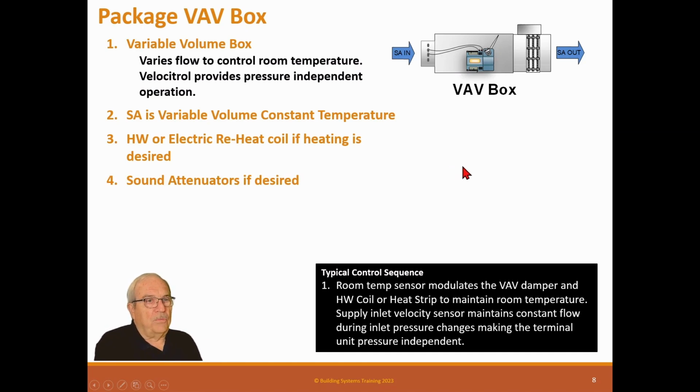Sound attenuator, if you want it, you can do that. The sequencers are simple. Room temperature sensor modulates the VAV damper, and hot water coil and heat strip to maintain room temperature. Supply inlet velocity sensor maintains constant flow during inlet pressure changes, making the terminal unit pressure independent.